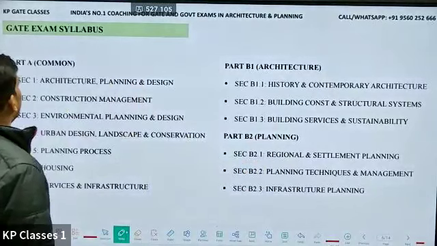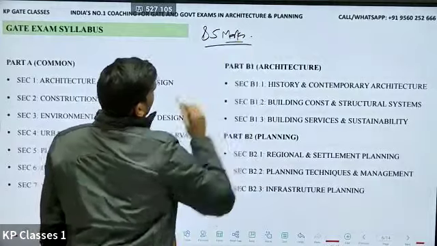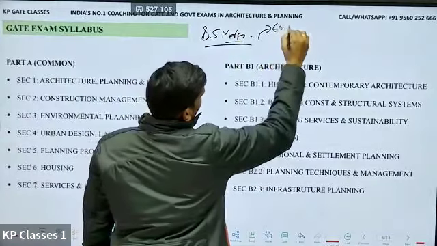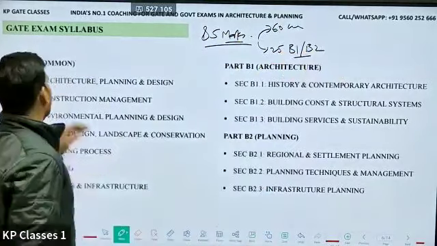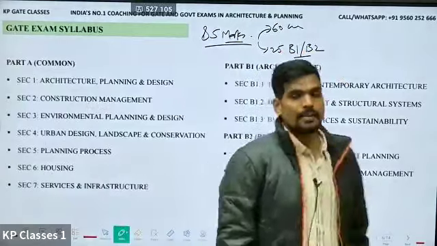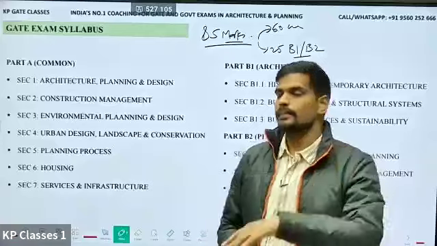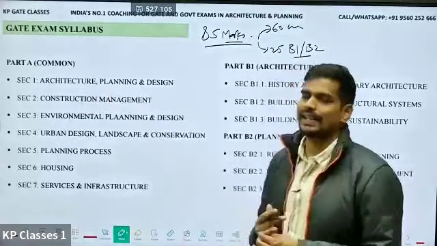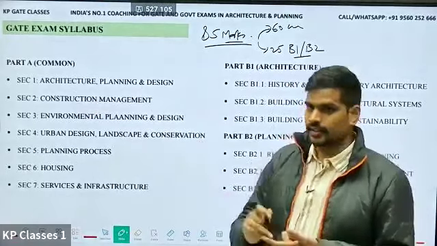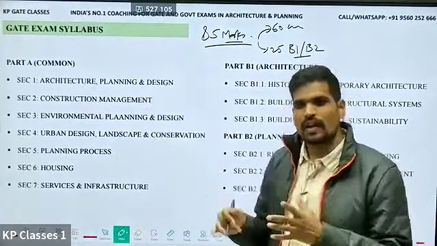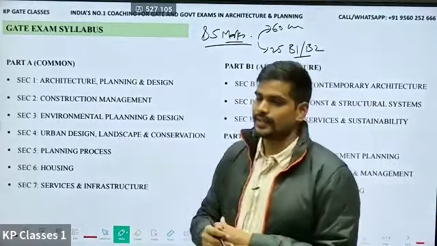In any case, for the core topics, you will have 85 marks of weightage, which are subdivided into 60 marks of common part and 25 marks of either B1 or B2 based on your selection. In the syllabus, the common part has 7 sections. Like I told you, it covers basics of architecture and planning both. Section 1 is architecture, planning and design, which focuses mainly on principles of design, architectural standards, orthographic projections, perspective, and basic terminology of architectural design. That is included in section 1.